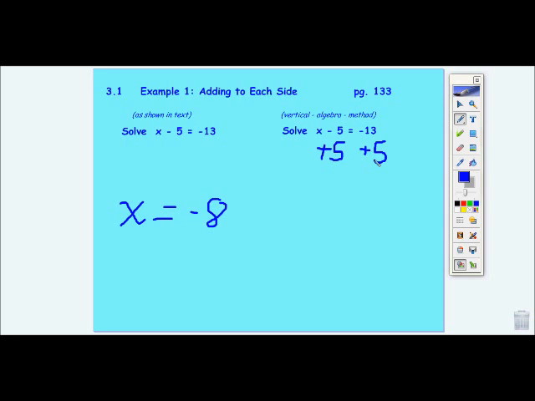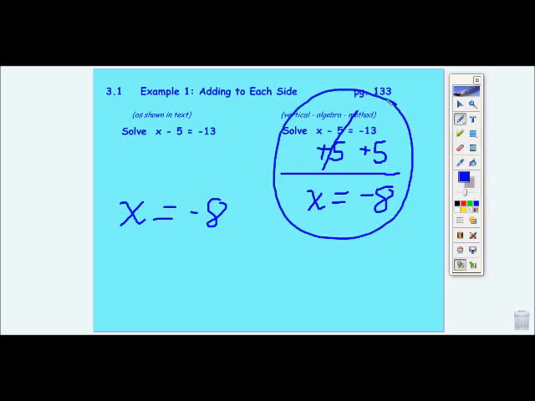Now this is important. Because I'm doing some calculation, I need to make an equal sign. So it tells me that I've already done the balanced equation. Now my negative 5 and positive 5 cancel out, just like they did in the other method. And my negative 13 combined with my positive 5 gives me my negative 8. This is the method that you will see most often.